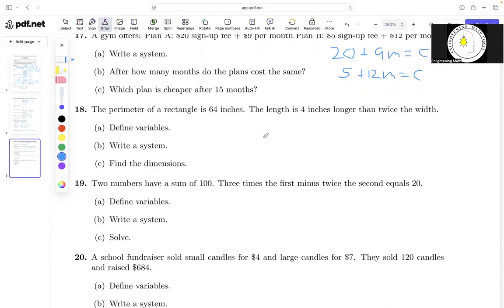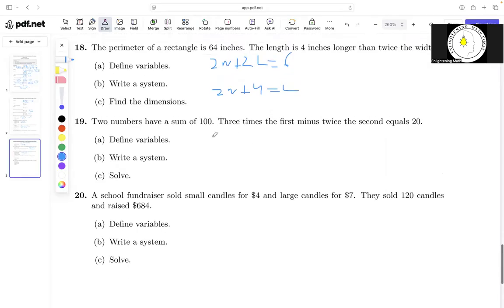So the perimeter of a rectangle is 64 inches. So the perimeter is 2W for 2 width plus 2L for 2 length is 64. And then the length is 4 inches longer than twice the width. So 2W plus 4 equals L. There's our system for that. It's pretty easy to solve, so we don't really have to go over it.